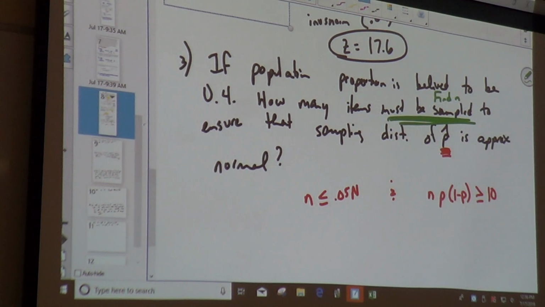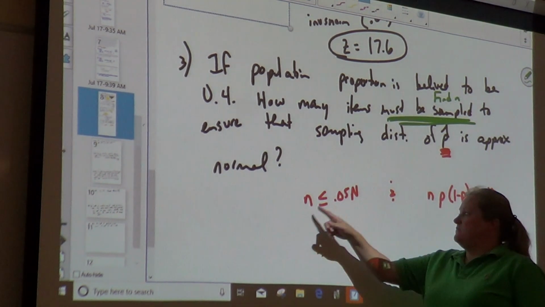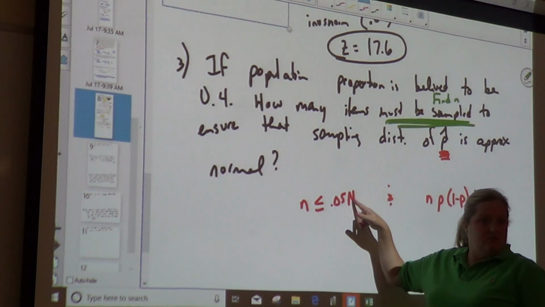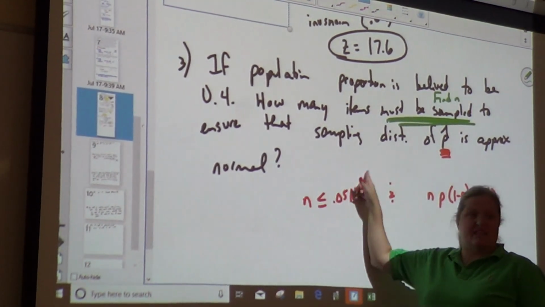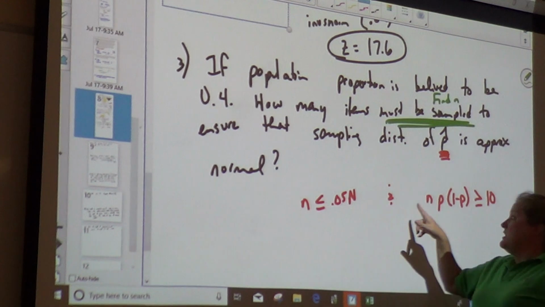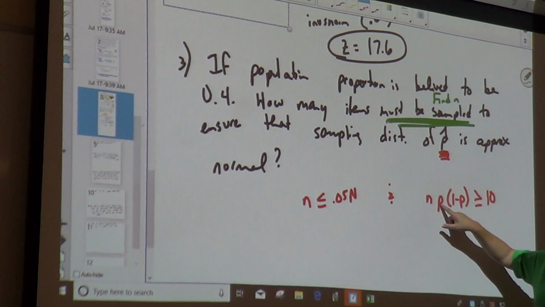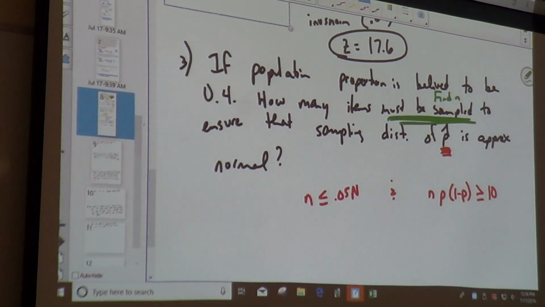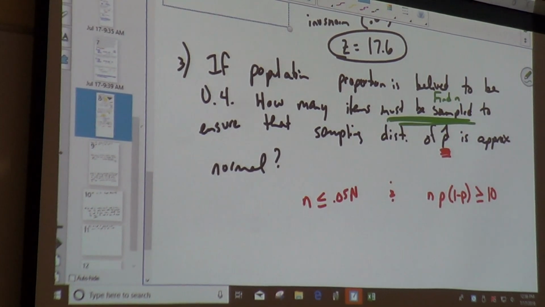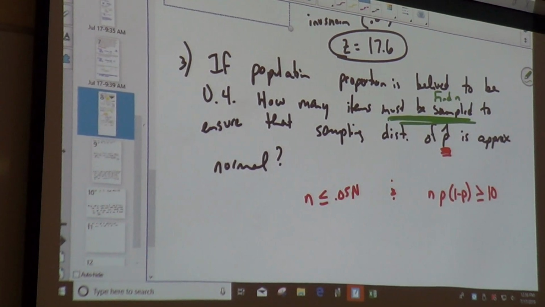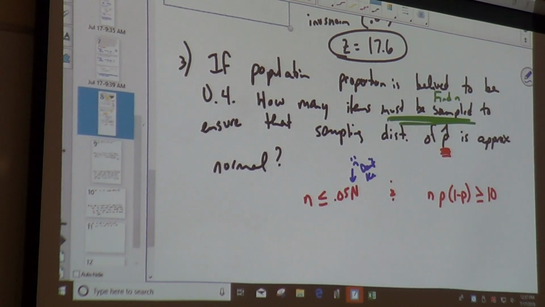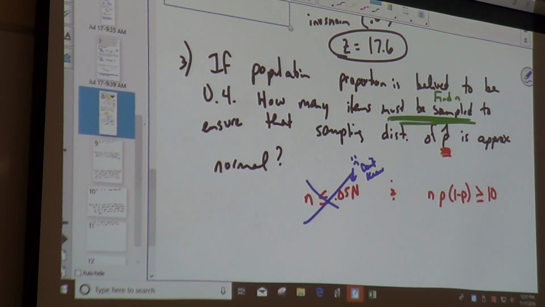Now, in this problem, do we know that? No. So we can't use that one. Here, we know that we're trying to find that. Do we know this one? 0.4. So I can't use this one because I don't know it. This is what I'm trying to find. And both of these are going to be 0.4.